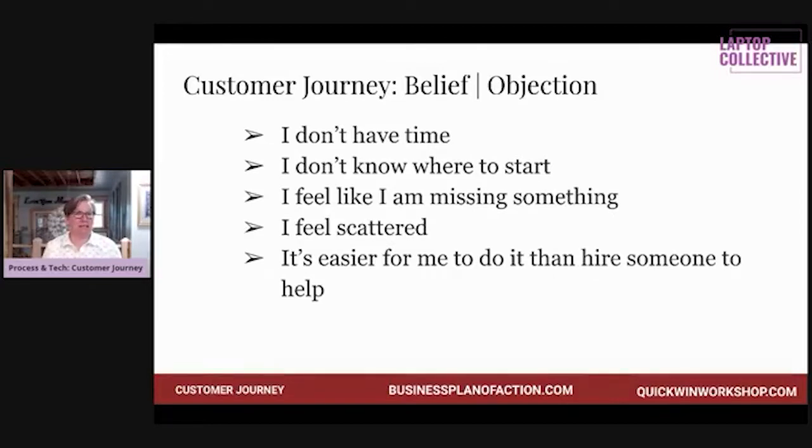Or I'm doing this for myself, but maybe because she says she's really good at the thing. She knows how to do it better than I do, right? I feel scattered. That's another belief objection that we tell ourselves. It's easier for me to do it than to hire someone to do it. Now, these are all beliefs and objections that my customer has.